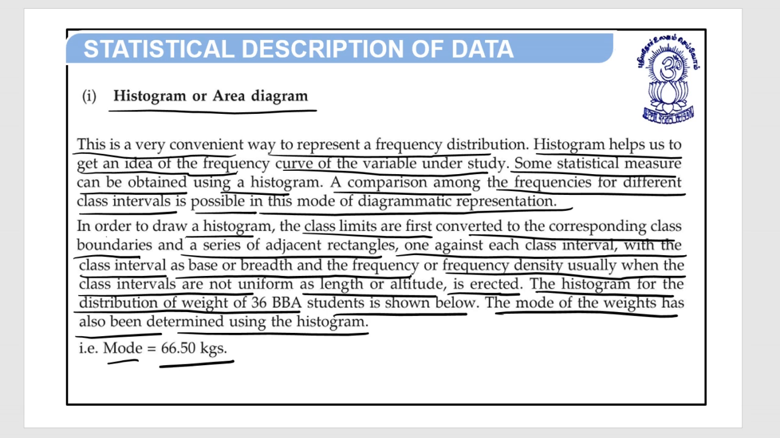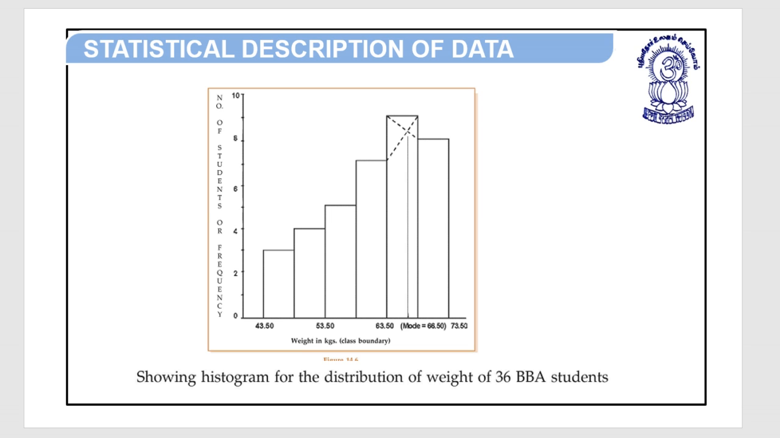Mode is 66.50 kgs. Showing histogram for the distribution of weight of 36 BBA students. On the y-axis, number of students or frequency; on the x-axis, weight in kgs. Mode is 66.50, between 63.50 and 73.50.